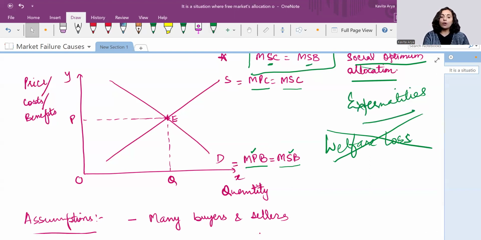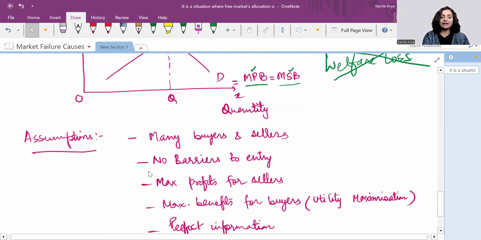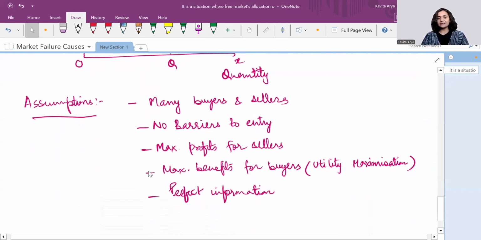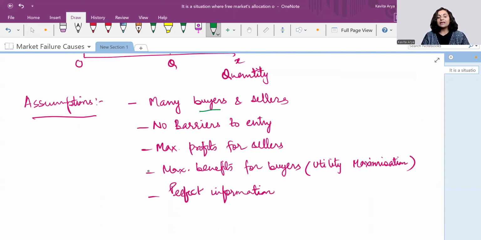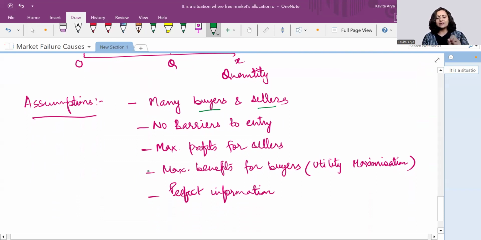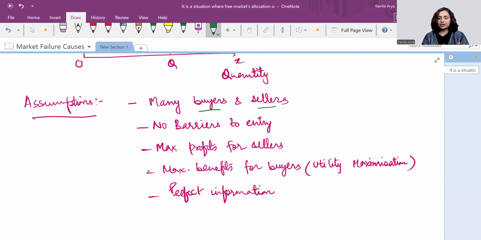Right. And what is the precondition? Again, we assume that this happens when many buyers and sellers are there, right? It means no individual buyer or seller is able to influence the market. They are just a meager portion of the whole market. Then there is no barrier to enter or exit. It means the market is not controlled by some particular firm or group of firms, or there is no power to control the prices by anyone.